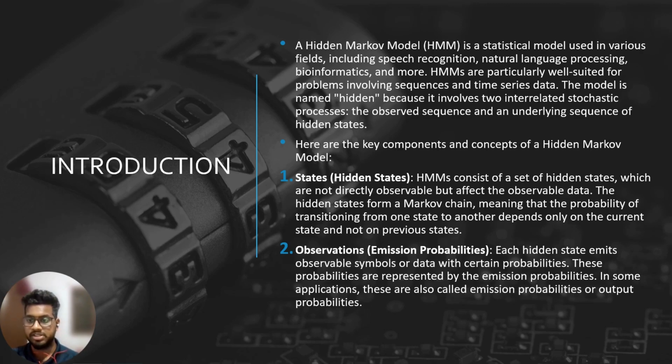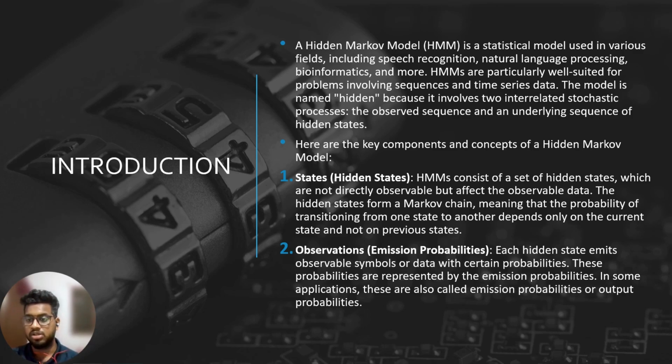Number one, states, the hidden states. The HMM consists of a set of hidden states which are not directly observable but affect the observable data. The hidden states form a Markov chain, meaning that the probability of transitioning from one state to another depends only on the current state and not on the previous states.